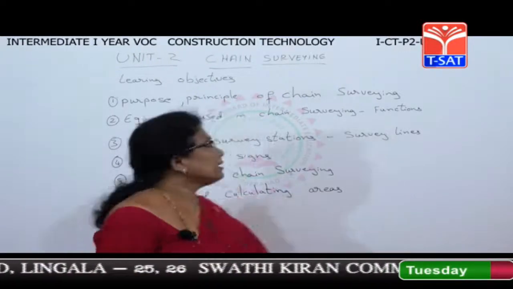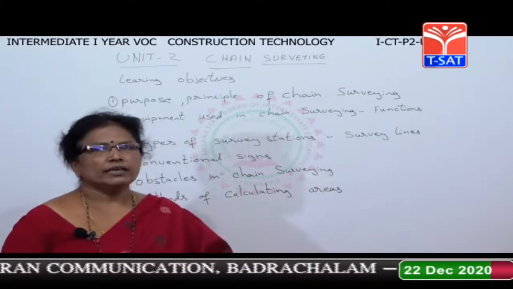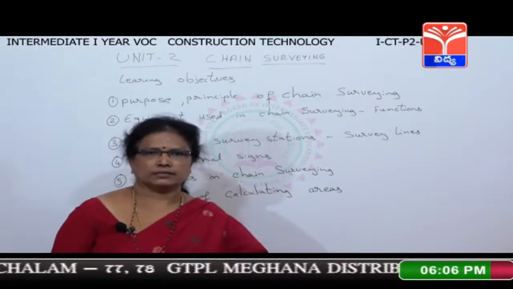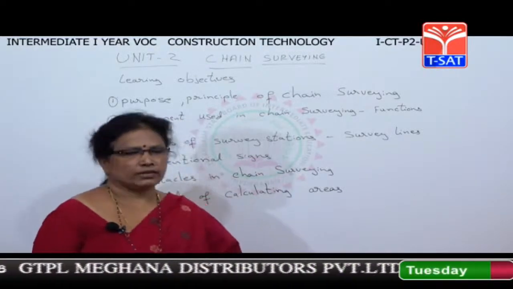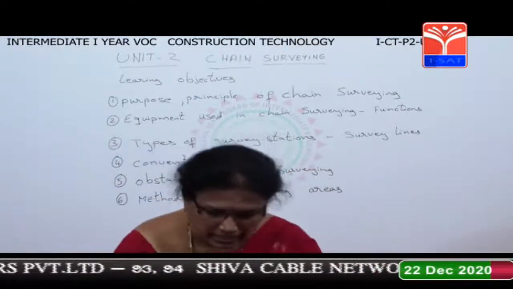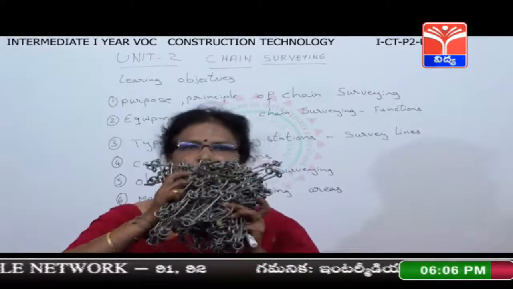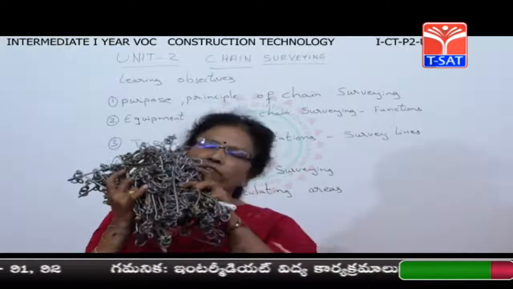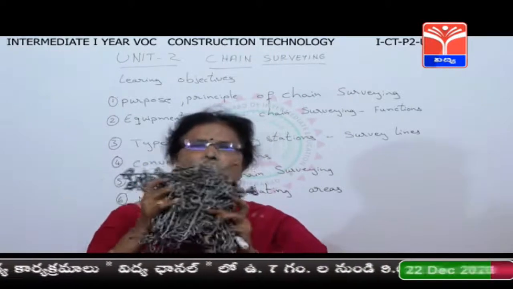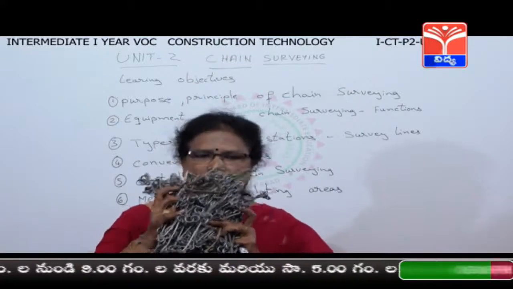Today, your second unit is chain survey. Here, we use the instrument chain to measure the distances, so it is called chain survey. First, I'll show you the instrument chain. What is chain? See, this is the chain. This is the instrument chain. In this chapter, we are going to use this chain to measure the distances. Let us learn about this afterwards.